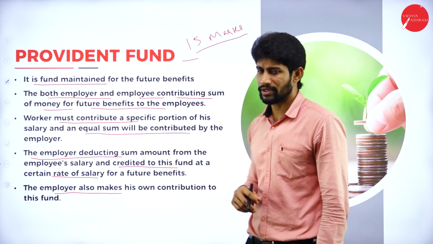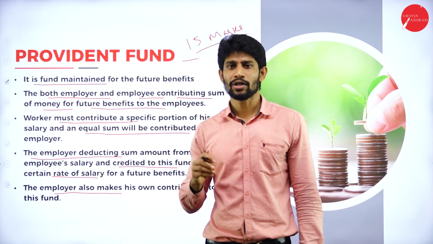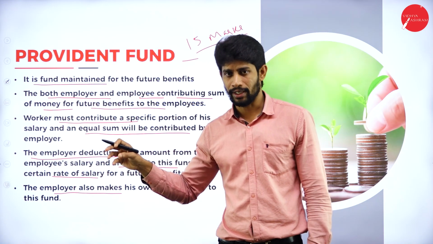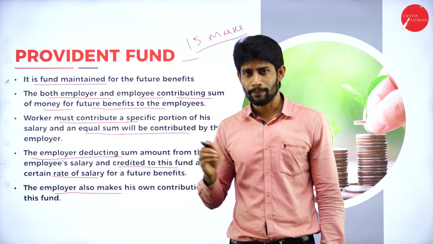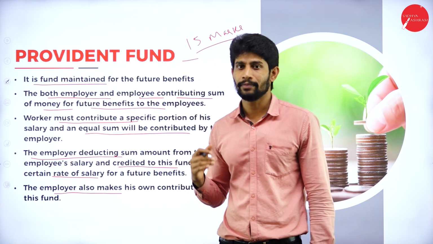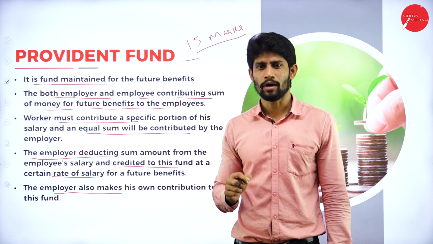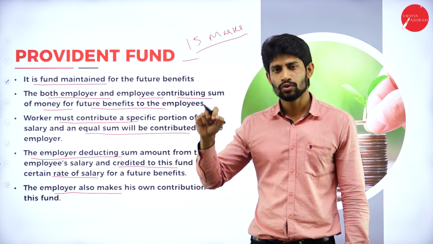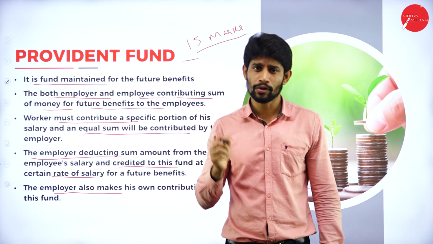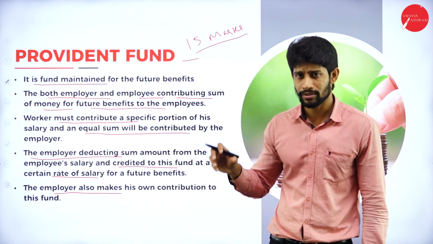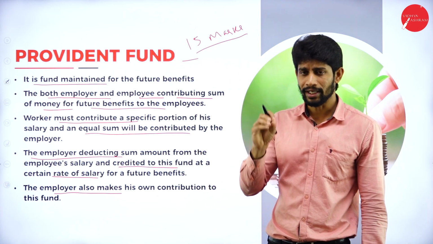So this is called provident fund. It's a kind of account opened by the employer to benefit the employee in future. For that, the employee and the employer both contribute on a monthly basis. The employee is supposed to contribute a minimum of 12% of his basic salary towards the RPF, that is the provident fund account, and the employer also contributes the same percentage towards the provident fund scheme to benefit the employee in future.